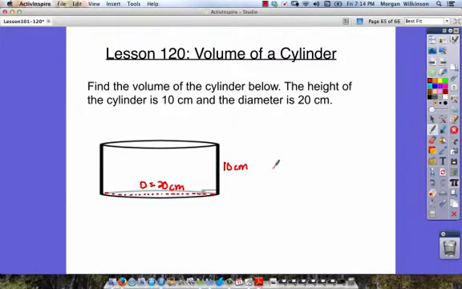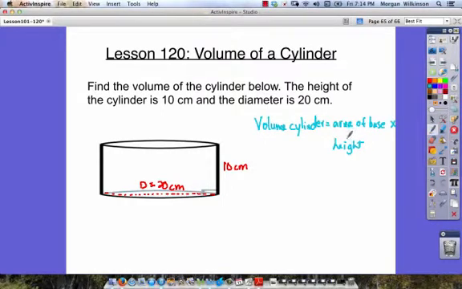Well, in order to figure out the volume of a cylinder, you always use the same formula. And the formula that you use is this. The volume of a cylinder is equal to the area of the base times the height.